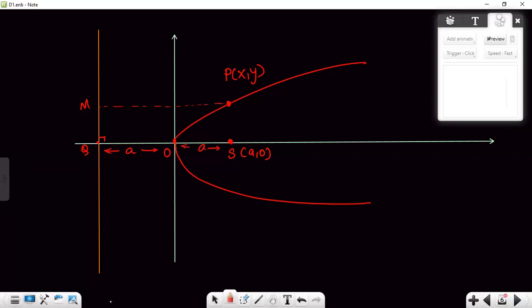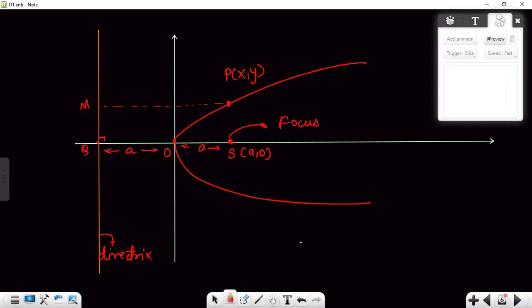Now, this straight line is at the same distance from the origin as the focus. The distance between O and S is a, and the focus is at a distance of a from the origin. The directrix is also at the same distance from the origin. So this orange line is known as the directrix. This is the focus and this is any random point.